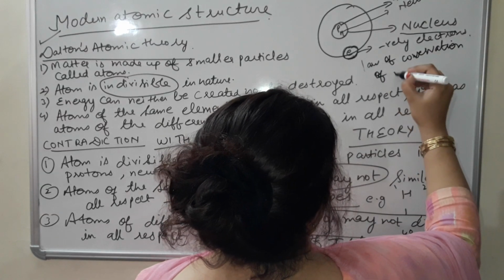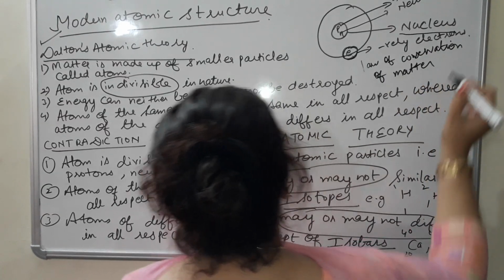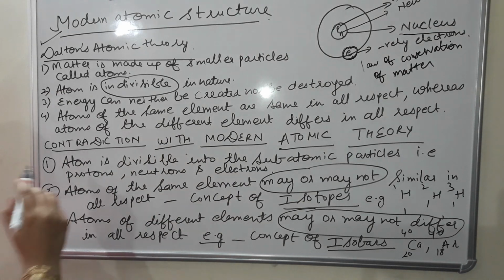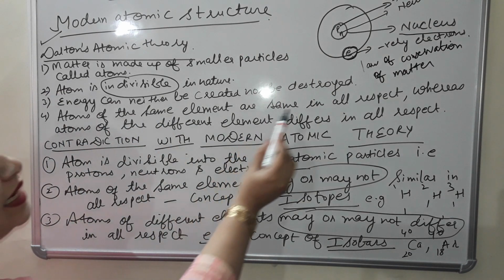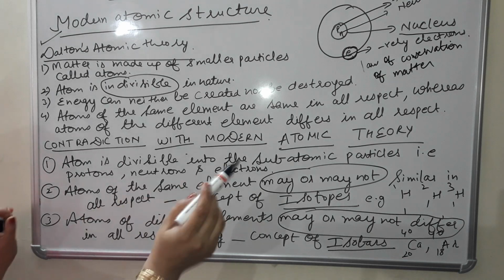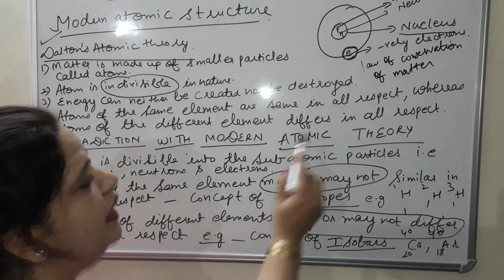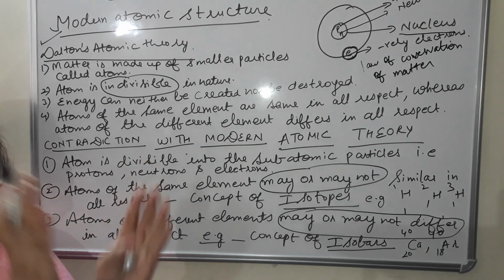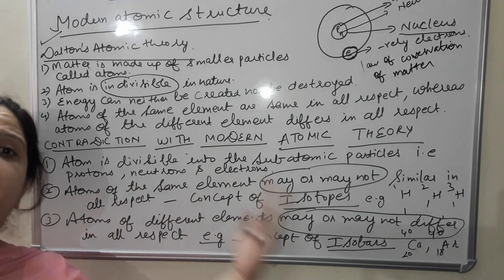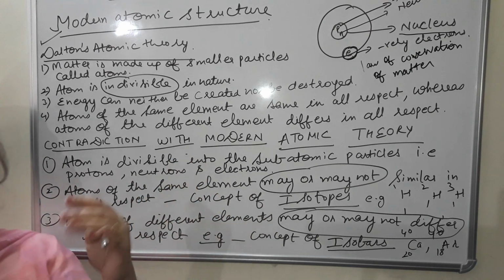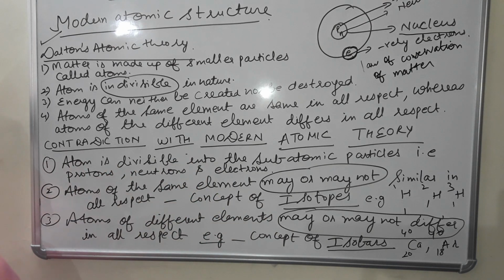That energy can neither be created nor be destroyed. Fourth point, according to him, atoms of the same element are same in all respect, whereas atoms of the different element differ in all respect. एक एलिमेंट के सारे एटम्स एक जैसे होंगे और अगर एलिमेंट डिफरेंट है तो उनके सारे एटम्स डिफरेंट होंगे. This theory was given by John Dalton, which we call Dalton's atomic theory.